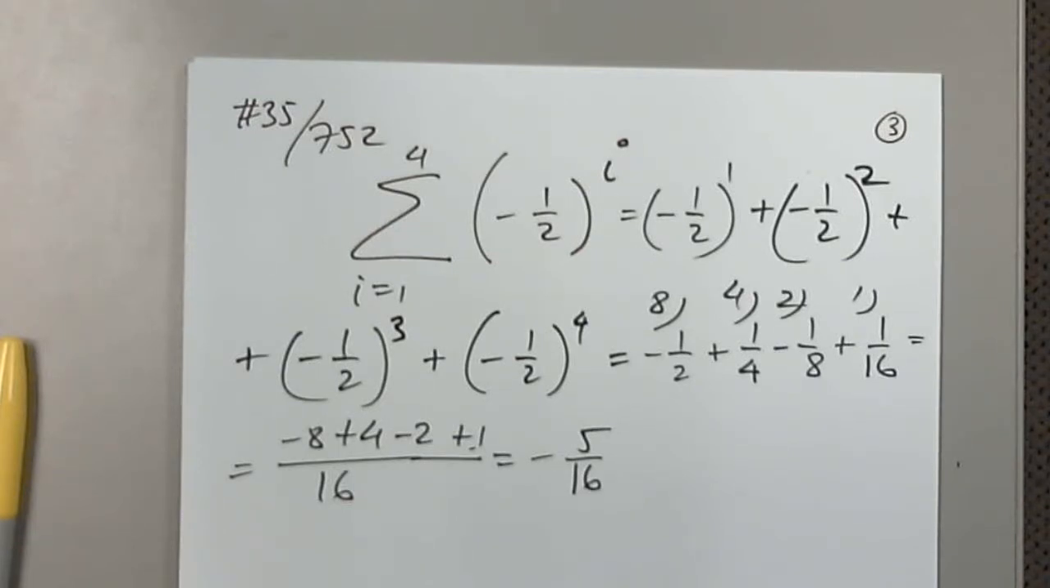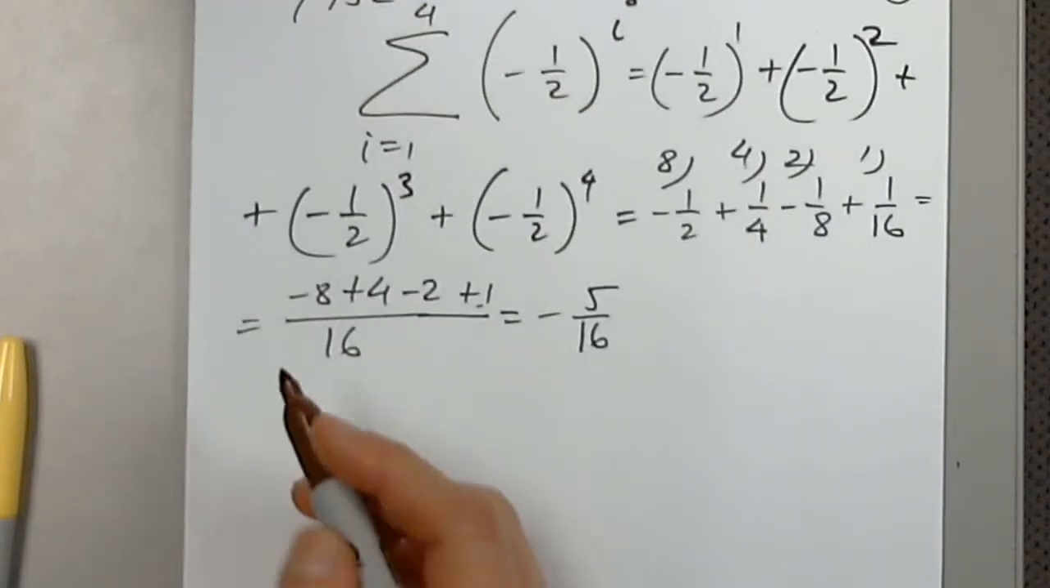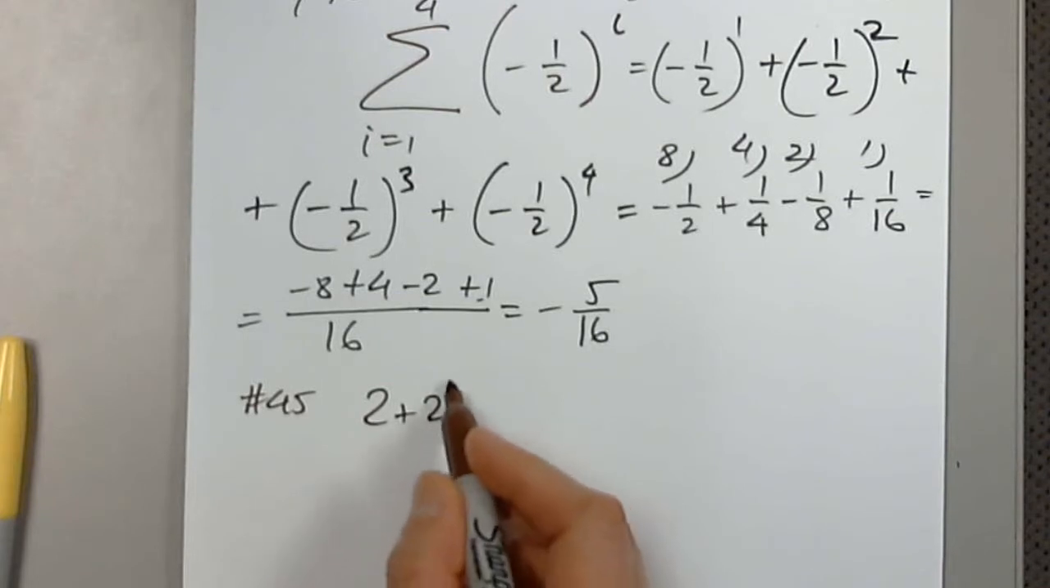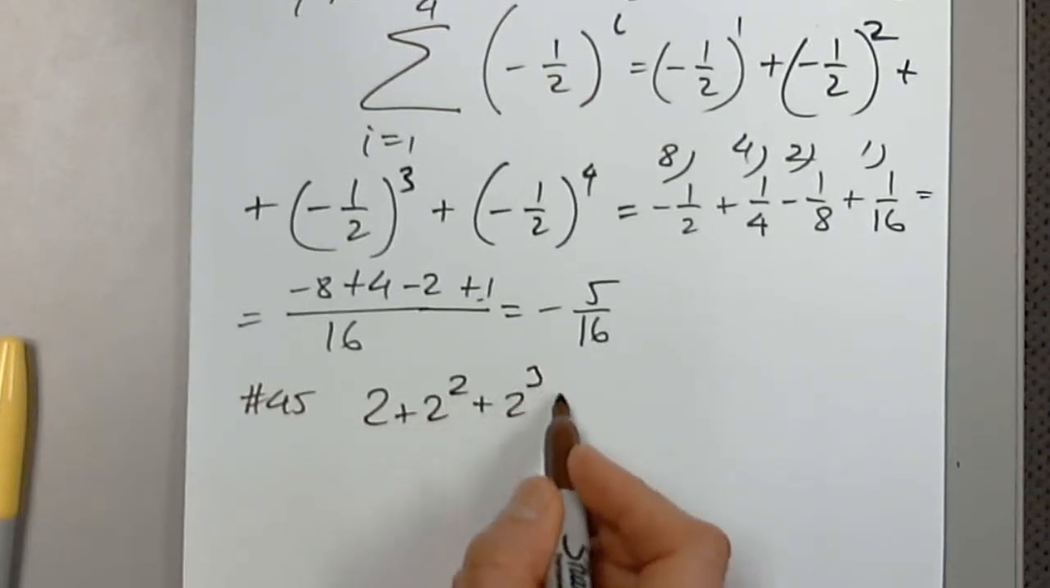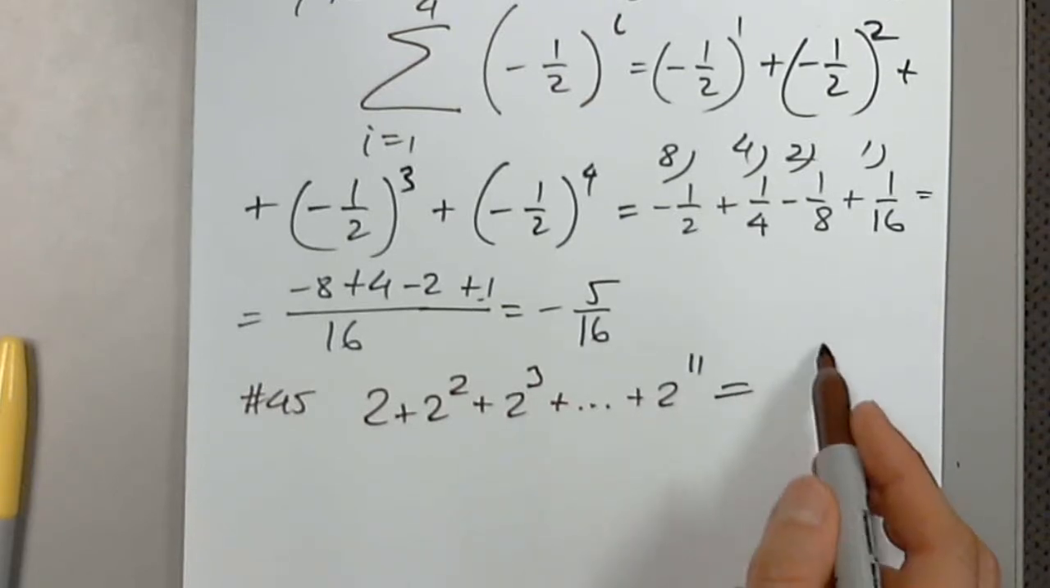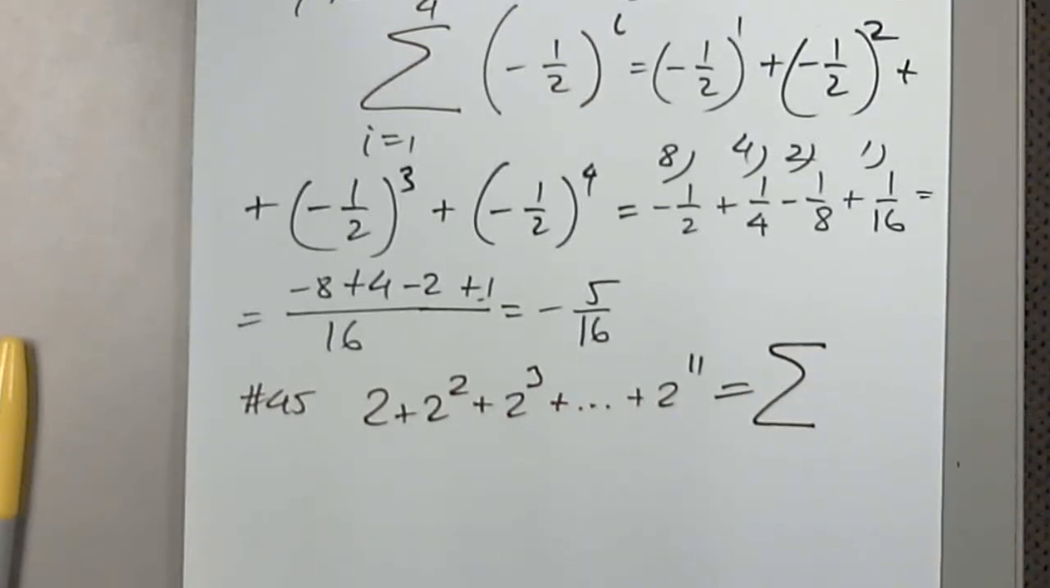Okay, so let's look at another problem. Let's say, for example, 45. If we did 45, then we'll choose another. They're asking us to present this using the summation notation.